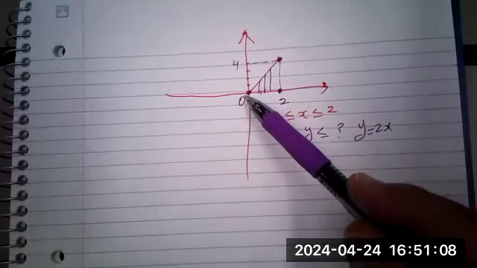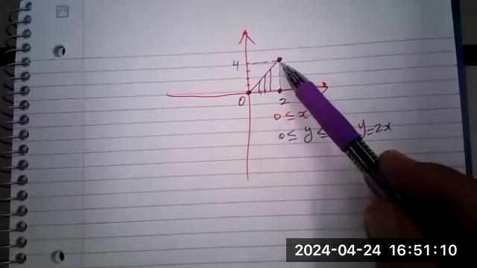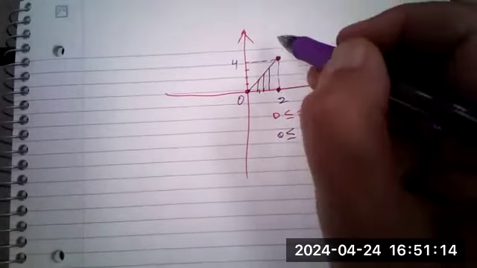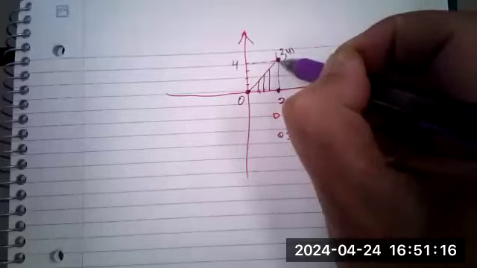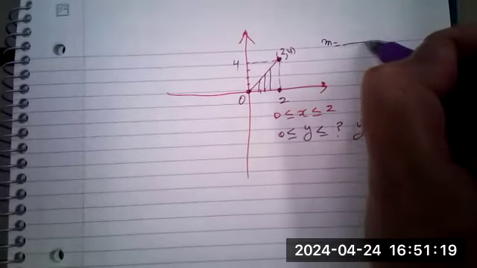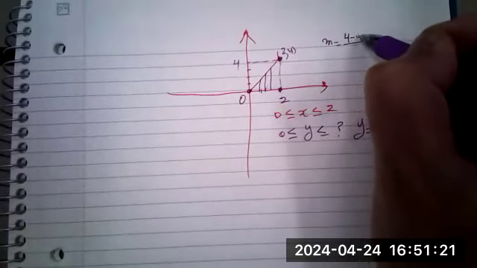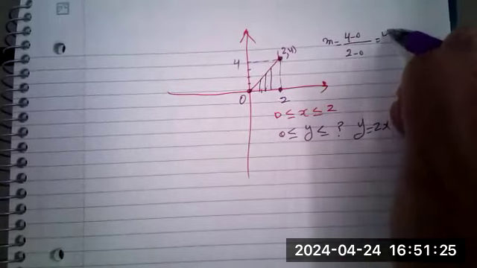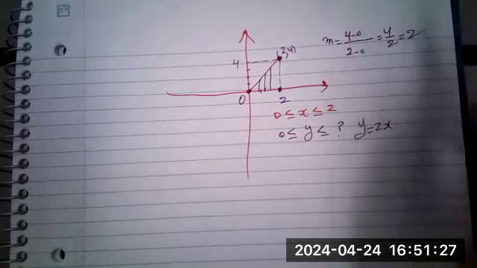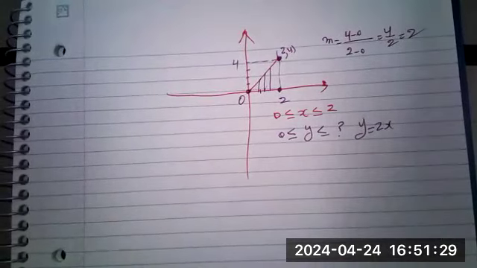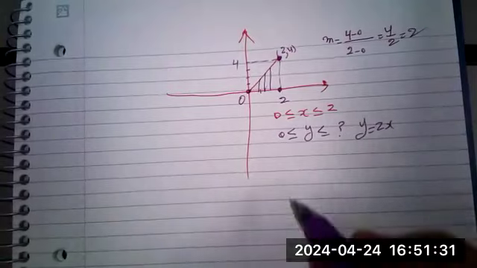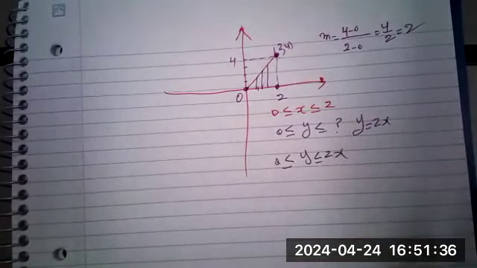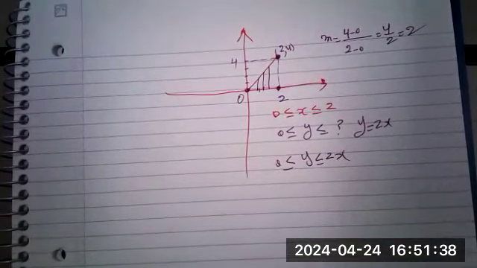If you have difficulty, this is 0, 0, and this point is 2 and 4. You get the slope: y2 minus y1 divided by x2 minus x1, which is 4 over 2, which is 2. So that's why you get y equal to 2x. Okay, so this is it, y between 0 and 2x. So this is the limit of your integration.